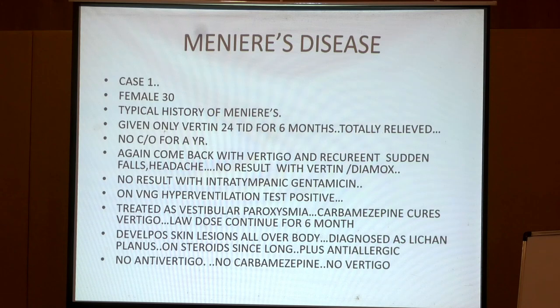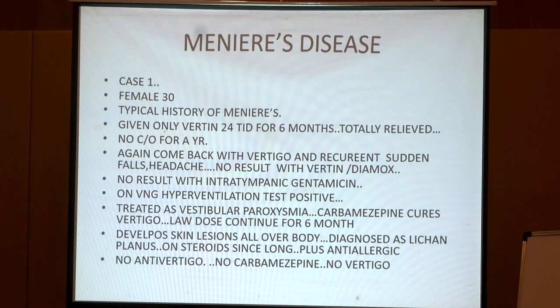This is a 30 year old female. There is a typical history of Meniere's: ear fullness, vertigo, vomiting, followed by relief of the attack after vomiting. So given betahistine 24 mg TDS for 6 months, totally relieved. No complaint for a year. Then she came back with vertigo and recurrent sudden falls. No result with betahistine and Diamox. No result with intratympanic gentamicin.